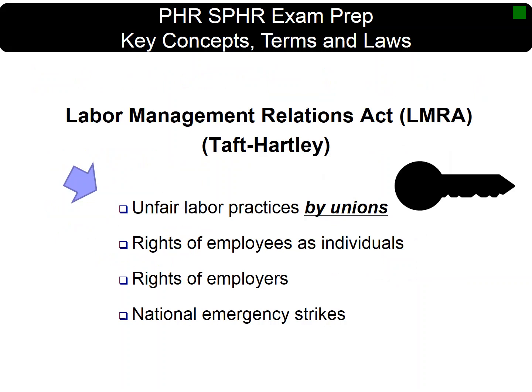The National Labor Relations Act was amended in 1947 by the Labor Management Relations Act, popularly called the Taft-Hartley Act. The Taft-Hartley Act amendments concerned 4 basic issues: unfair labor practices by unions, rights of employees as individuals, rights of employers, and national emergency strikes.